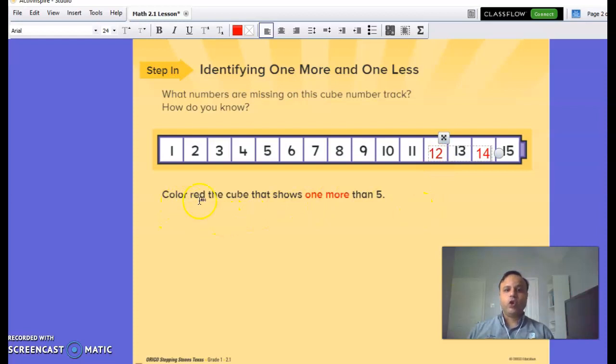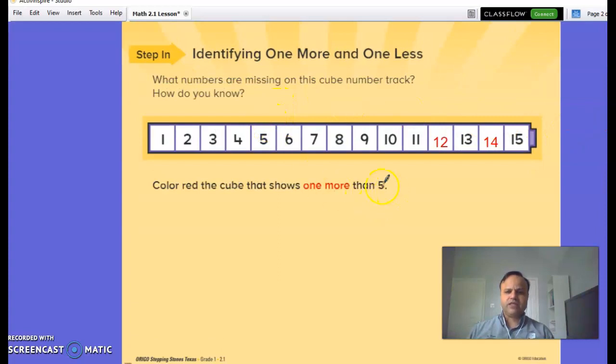So now it says, color red the cube that shows one more than 5. So I need to go here and I'm going to get one of my pencils, because they say 5, so it's one more. That means that I have to go to the right. So I need to go to this side and I have to find my 5. Here is my 5. So I go on the top and I move 1 to my right. Very good. So right now I need to count that and I need to color that in red, because they tell me to color one more in red. Very good.